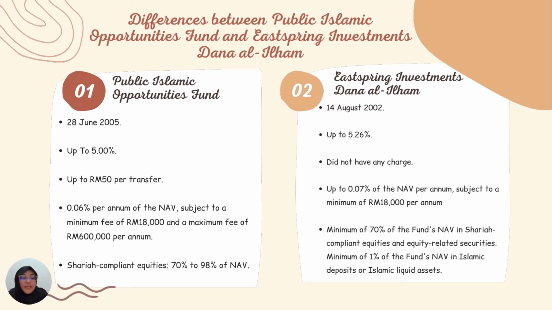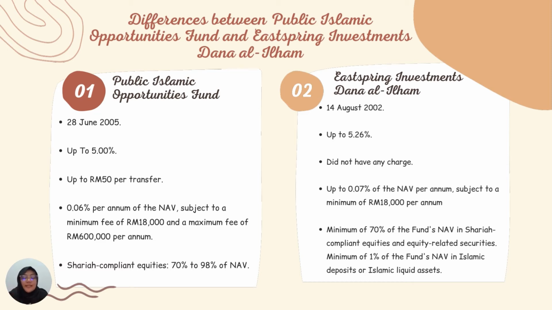The third one is their transfer charge. For Public Islamic Opportunity Fund, it is up to 50 ringgit per transfer. It means that if the customer wants to change from one investment to another, the customer has to pay an extra 50 ringgit per transfer. While for Eastspring Investment Dana Al-Ilham, there is no transfer charge if the customer wants to change from one investment to another.